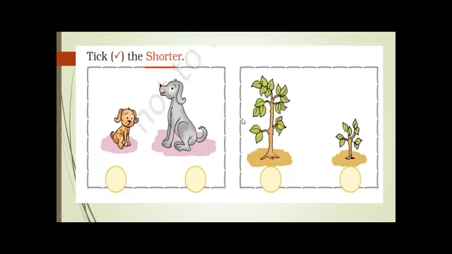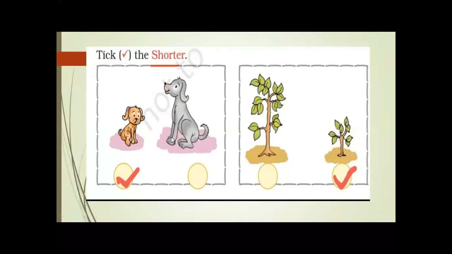And we see here the two plants. The first plant is large and longer, and this one is small. Small means it is shorter as compared to this one. So we have to mark on this one. This plant is shorter as compared to the other plant. Yes, the puppy is shorter than the dog, and this plant is shorter than this plant.